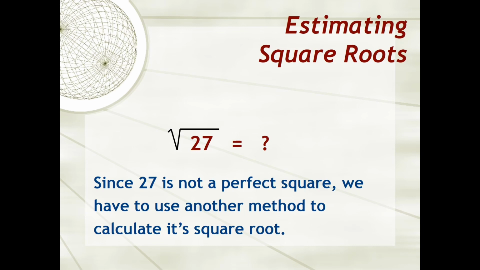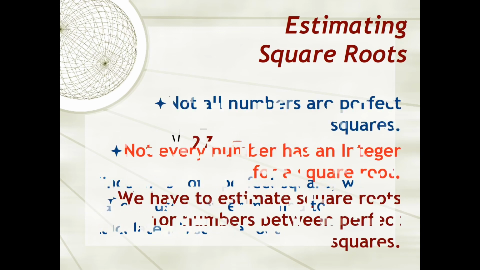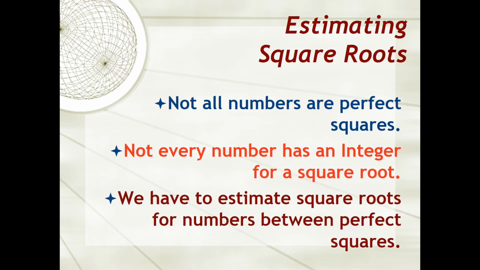Now we have to start thinking to ourselves, we do know numbers close to 27 that are perfect squares. We just saw one that was 25. Maybe that'll give us a hint as to the approximate square root of a non-perfect square, like 27. Not all numbers are perfect squares, and not every number has an integer, which means whole, positive or negative number, for a square root. So in those cases, we have to estimate square roots for numbers that are between perfect squares. So start thinking about what it means to be between mathematically.